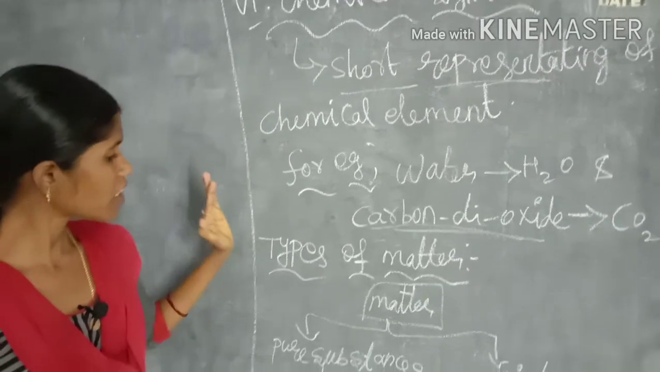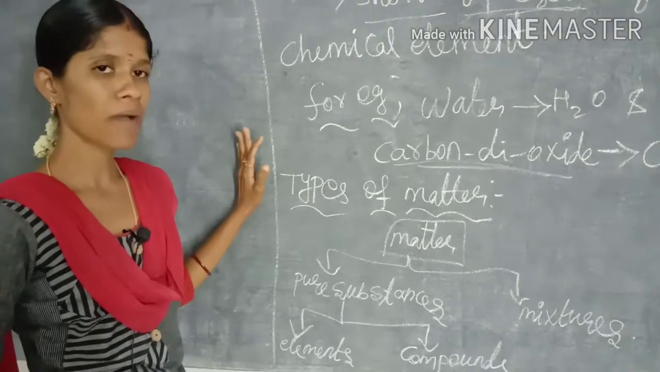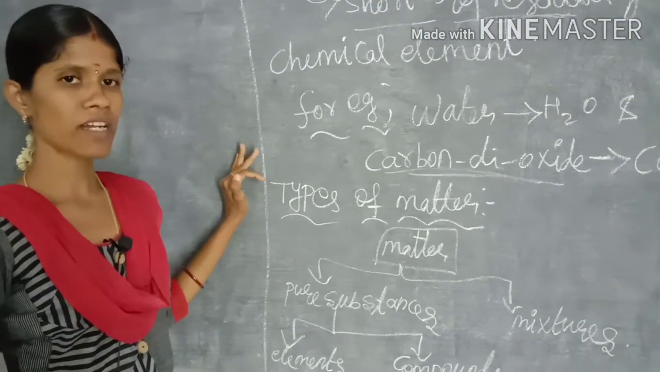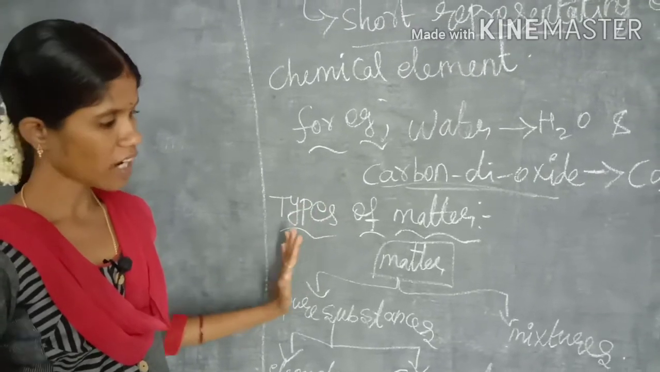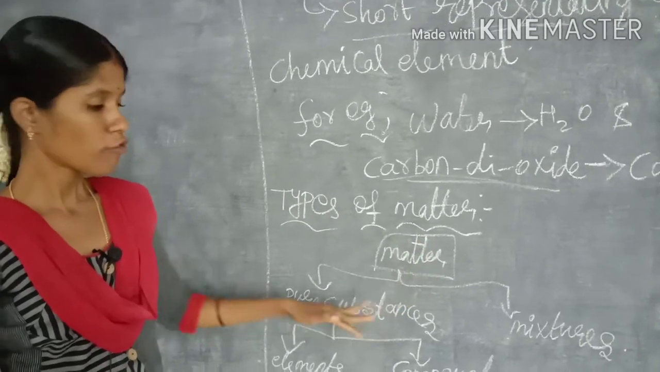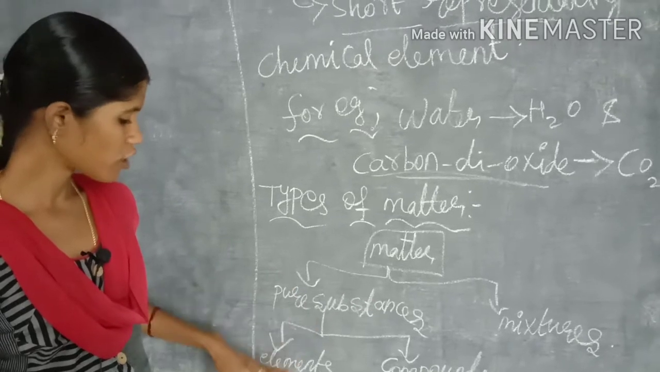Okay students, then our next topic is types of matter. That means the classification of matter. Matter is classified into 2 types. One is pure substance and another one is mixture. Further, the pure substance is divided into 2 types.